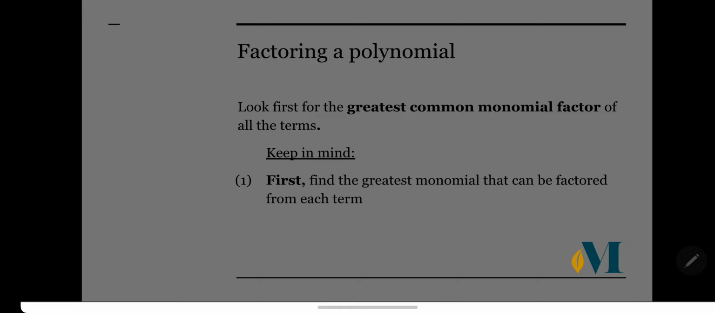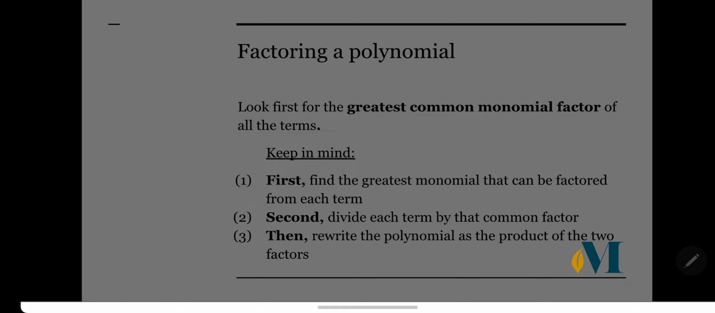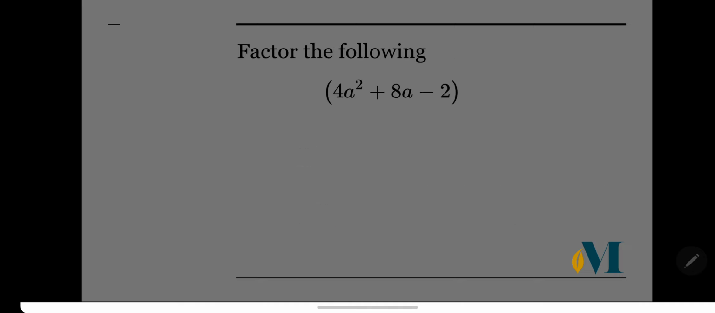First, find the greatest monomial that can be factored out of each term. Okay, and then we're going to divide each term by that common factor. Okay, and then we can rewrite this as two factors. So you're going to have that greatest common factor on the outside, and then your new polynomial is going to be multiplied by that second factor. All right, I'm going to get into the practice here.